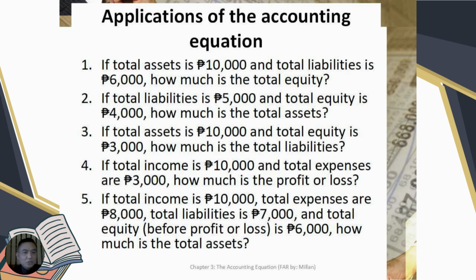And for number five, if total income is 10,000, total expenses are 8,000, total liabilities is 7,000, and total equity before profit or loss is 6,000, how much is the total assets? Kindly comment down also your answer for number five.